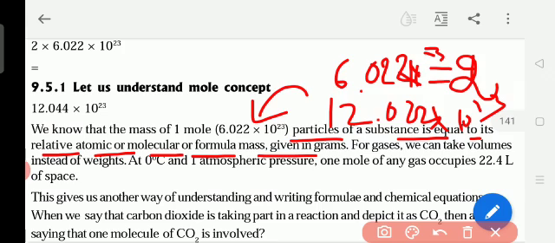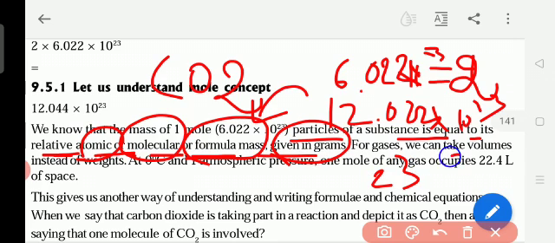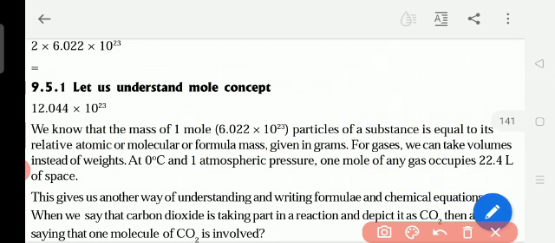Okay, so the mole is equal to the relative atomic weight or molecular weight. Molecular means CO2. Molecular weight or formula mass given in grams. Grams means the weight of the elements in the periodic table given in grams, like 23 grams. Okay, like that. So it is equal.